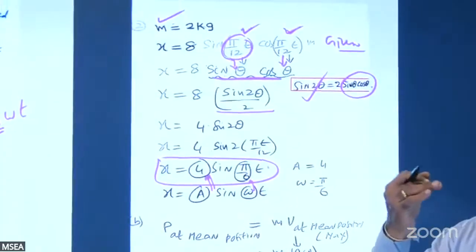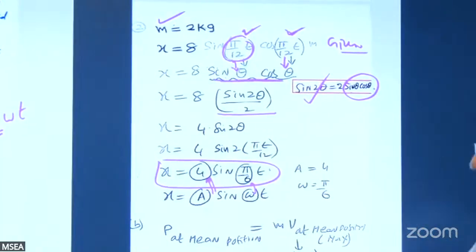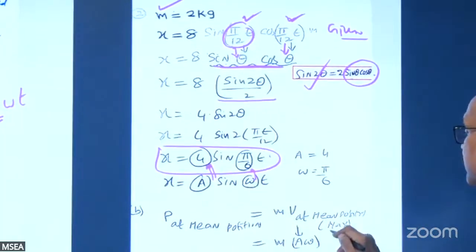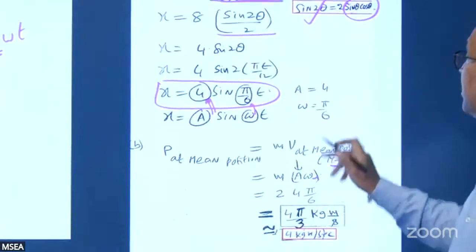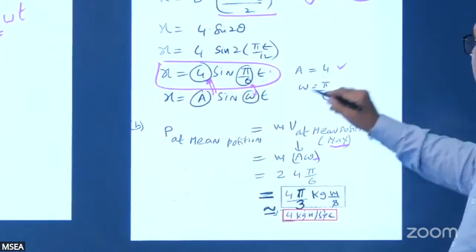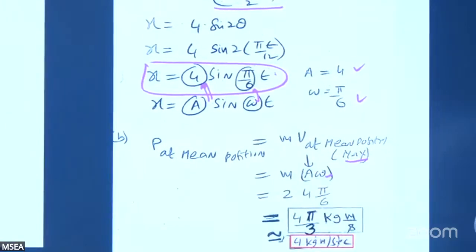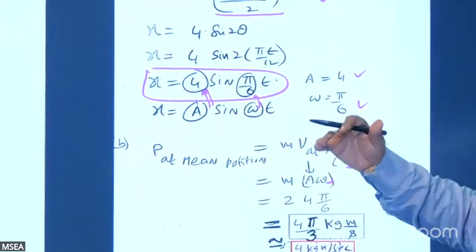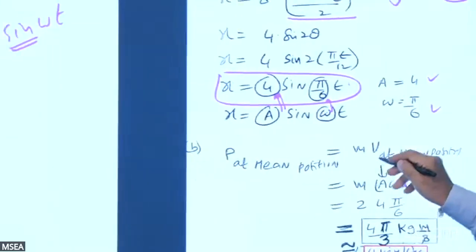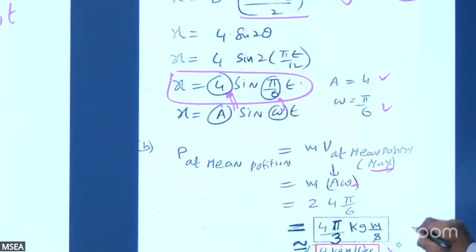At the mean position, you know that speed is maximum, velocity is maximum. So velocity at mean position is the maximum velocity, aω. You know the value of a, already we calculated. We know the value of ω. Just substitute there, and you get the momentum. See that units, you write properly there. Momentum, mass into velocity, kilogram meter per second.